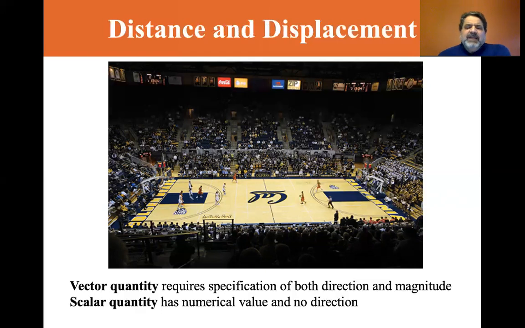So we have two quantities. The distance traveled is a scalar quantity. It has numerical value and no direction. So if somebody runs a 400-meter race around a loop, it doesn't matter what direction they're traveling. We just know that they've traveled 400 meters. Whereas a vector quantity requires a specification of both direction and magnitude.